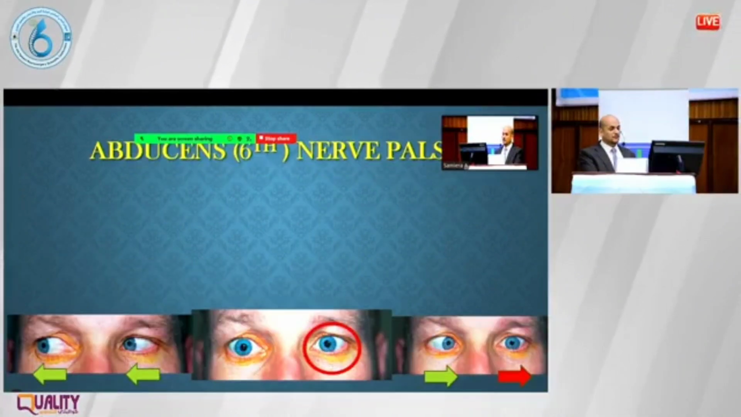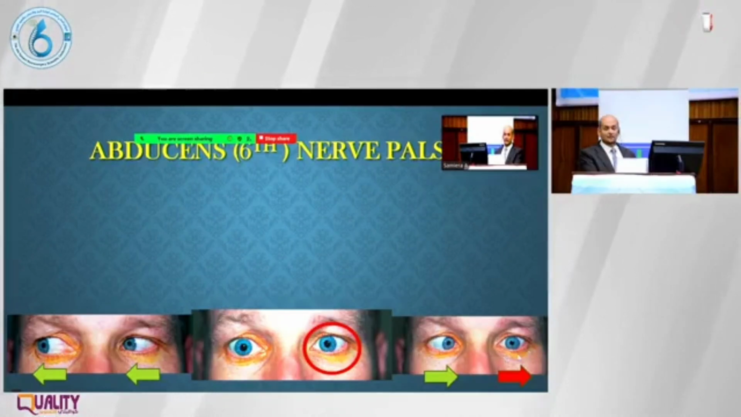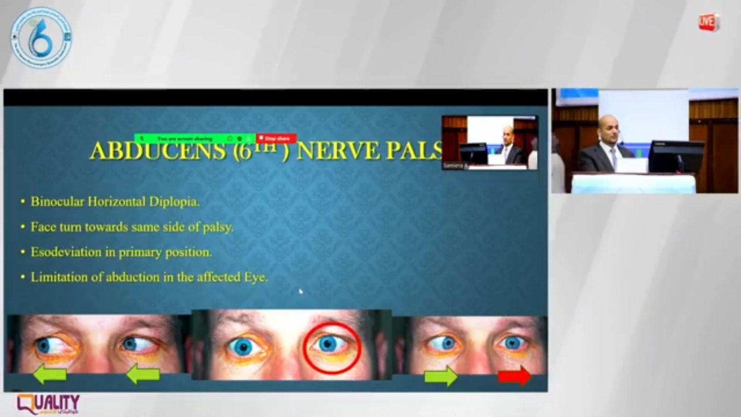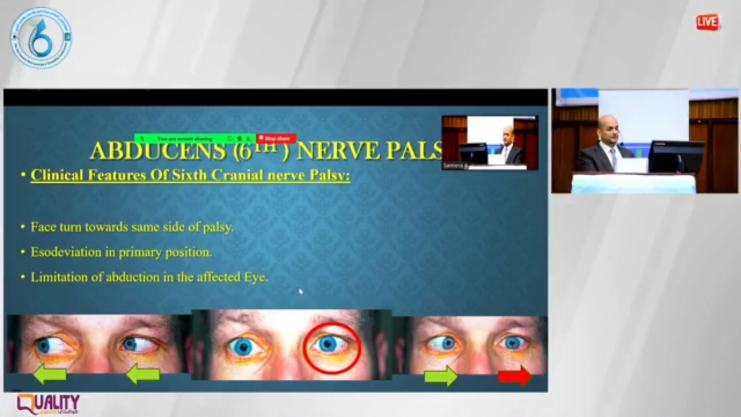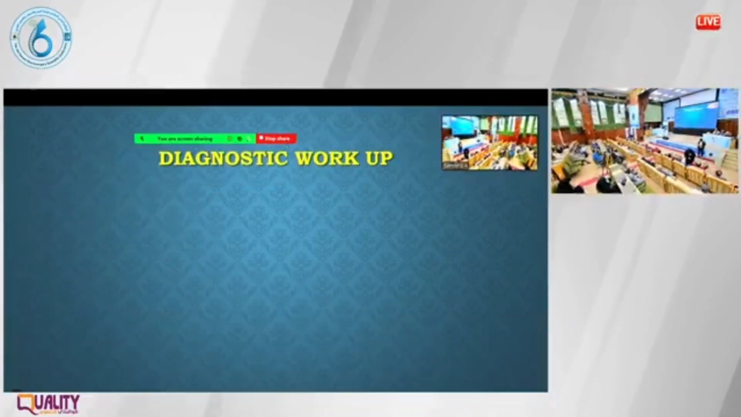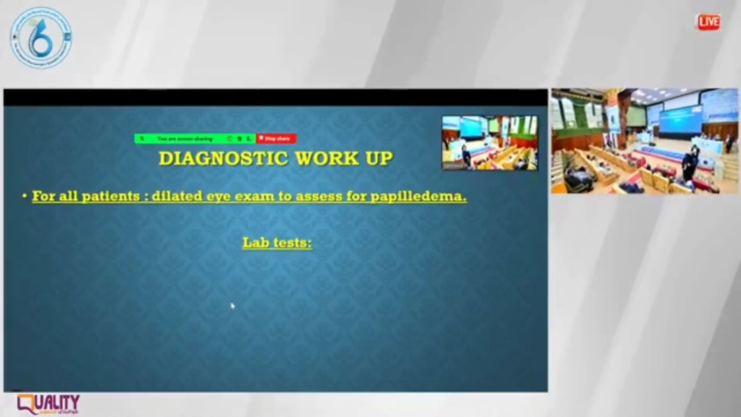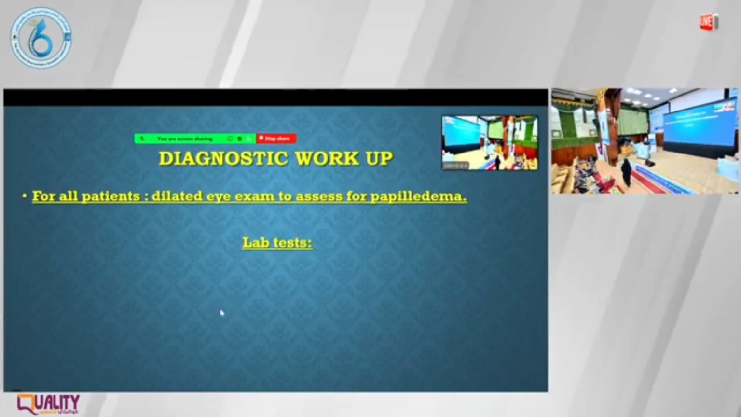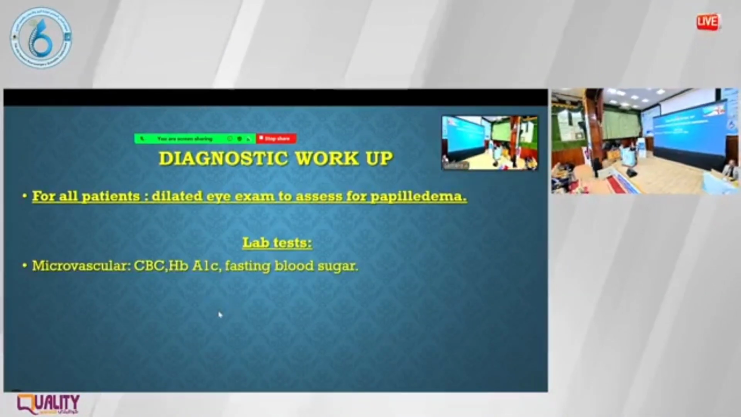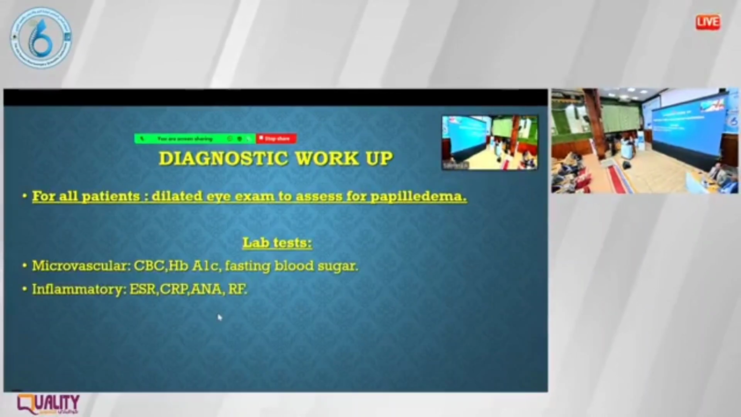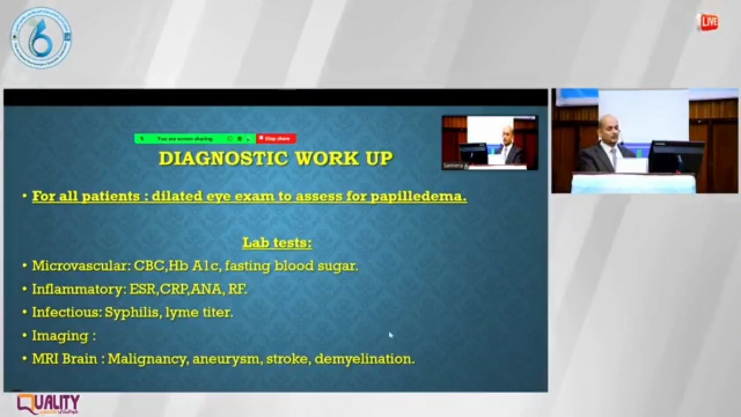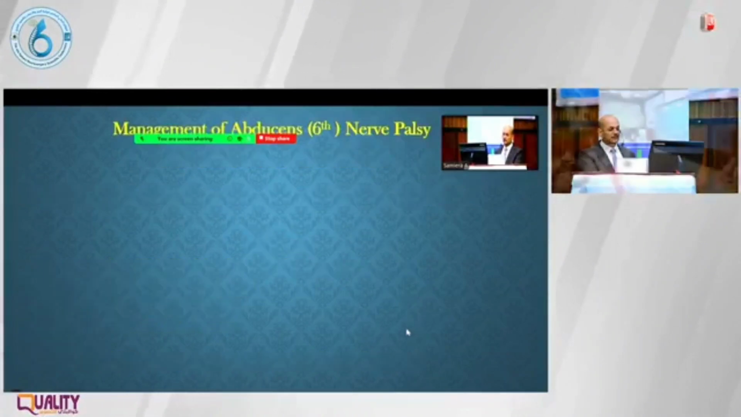So in sixth nerve palsy, the patient will have inward deviation and limitation of abduction in the affected eye, and will present with binocular horizontal diplopia. Diagnostic workup, as usual: ophthalmological assessment, extremely important to know if the patient has papilledema or not, and laboratory tests for patients with suspected microvascular etiology. Coming to the imaging, MRI brain for compressive lesions or traumatic cases.